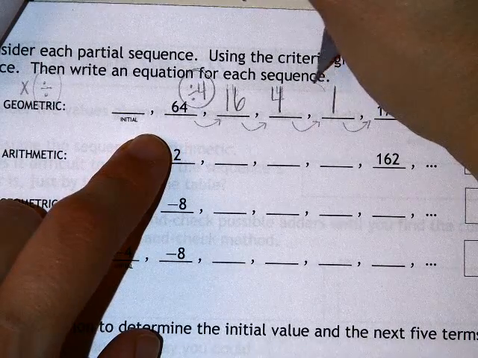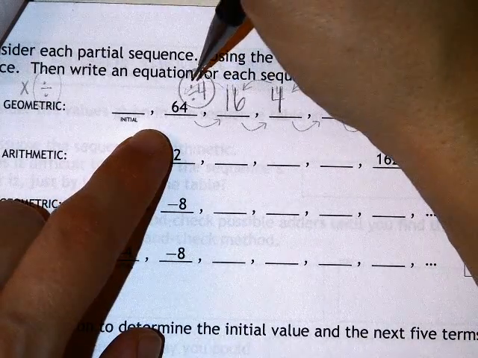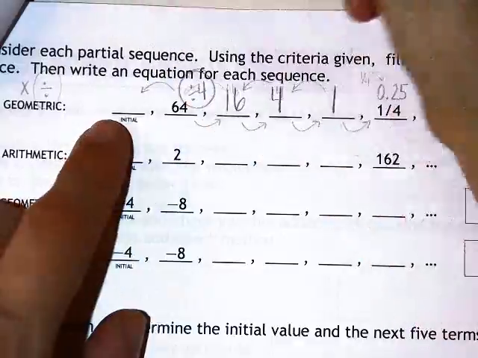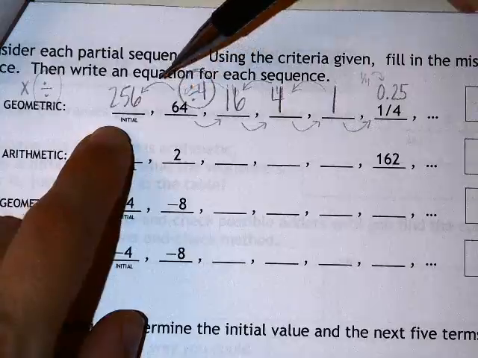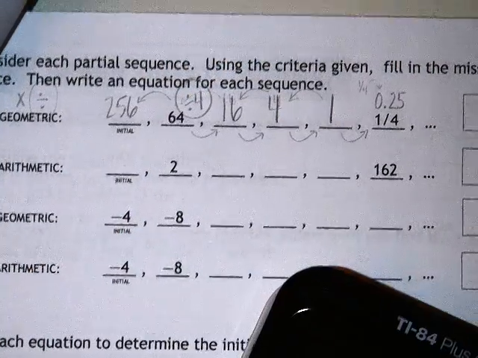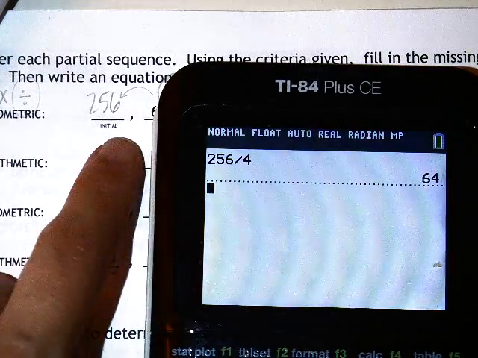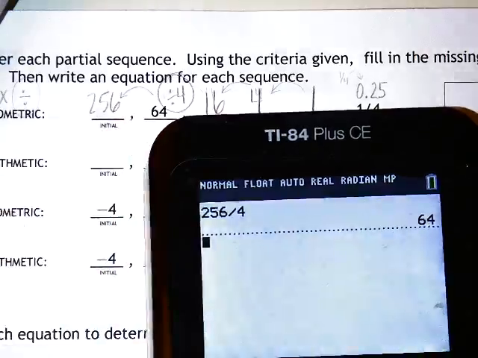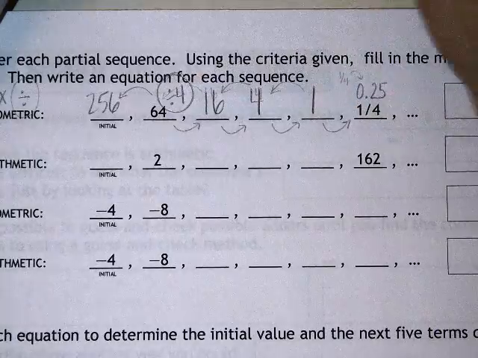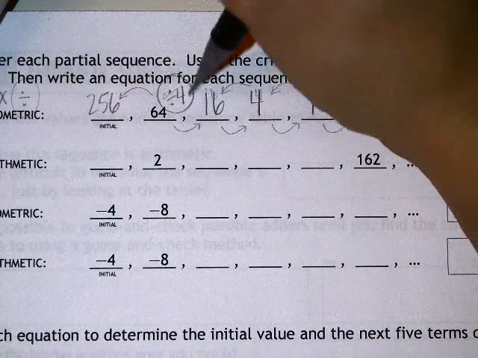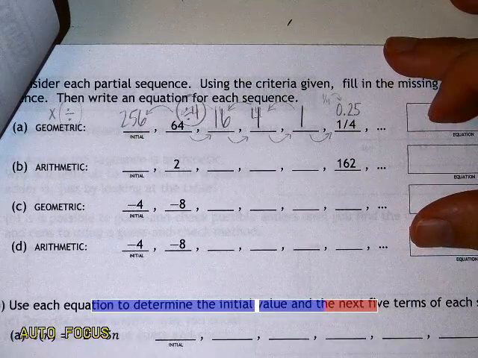So picture it. 1 times 4 is 4. 4 times 4 is 16. 16 times 4 is 64. So 64 times 4 must be 256. That tells me what I had to have going backwards. And I can always check if I wanted to. I could check that 256 divided by 4, yep, that makes my original pattern work. It would have been 64. I'm good to go. So now that I have the important information I needed, the initial value, and the dividing number, or the multiplier we're calling it, let's see if now we can write an equation.